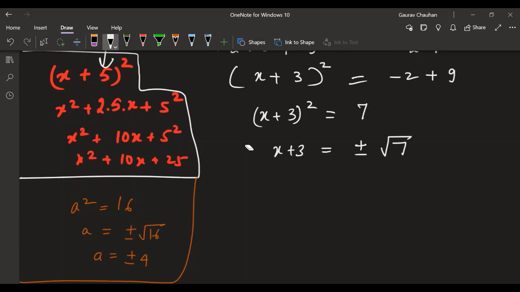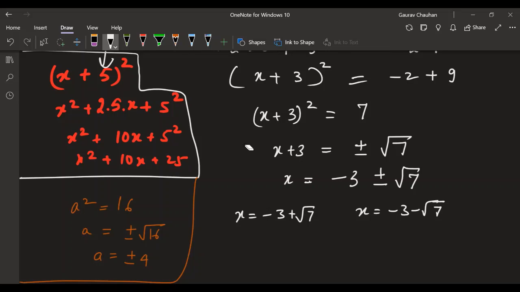So, X is equal to, now I'm taking 3 to that side. 3 will become what? Minus 3. Can I write minus 3 plus or minus root 7? That's my answer. My answer is over because I have two answers now. X is equal to minus 3 plus root 7. X is equal to minus 3 minus root 7. Yeah, these are my two answers.